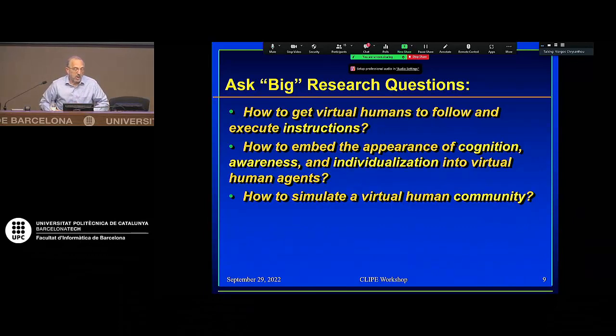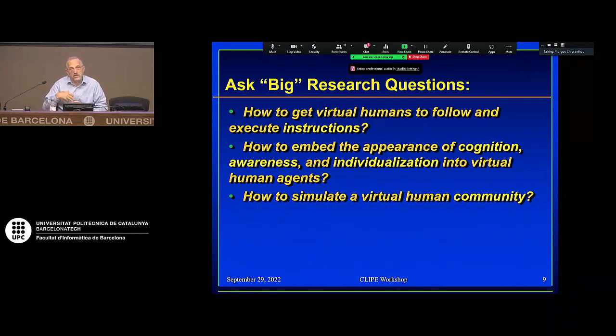And one of them that motivated me for almost 2 decades was to get virtual humans to follow and execute instructions. It's one of the hardest things when you have children to get them to listen. Some of you will understand what that is. It's even harder to get a virtual human to understand and listen. And this was the motivation a lot for the JACK human modeling work that we pretty much finished in the mid-90s.